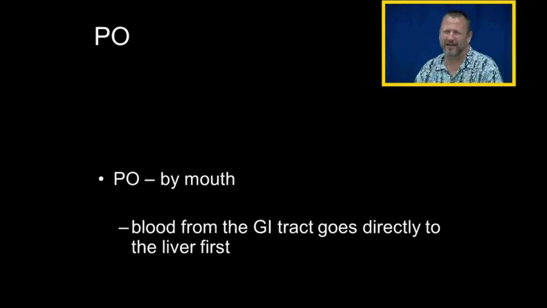PO is a Latin abbreviation for by mouth. Something very important to remember about oral medications is when they go into our gastrointestinal tract and they are absorbed into the blood, that blood goes directly to the liver first. And so everything you eat, that blood goes to the liver first for examination and processing.